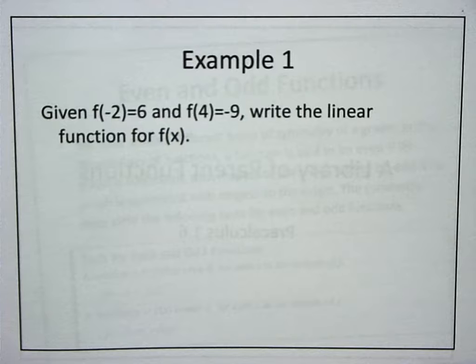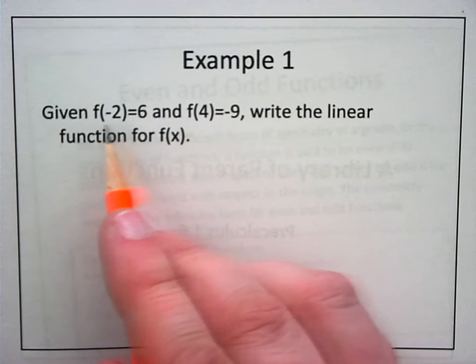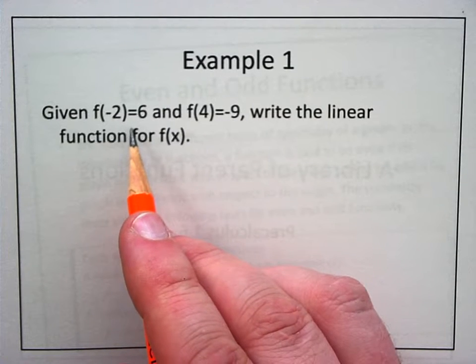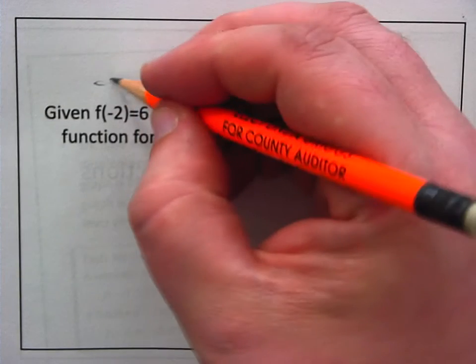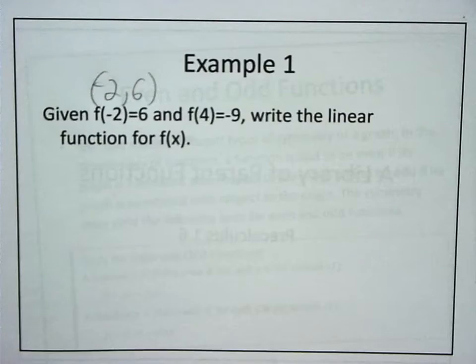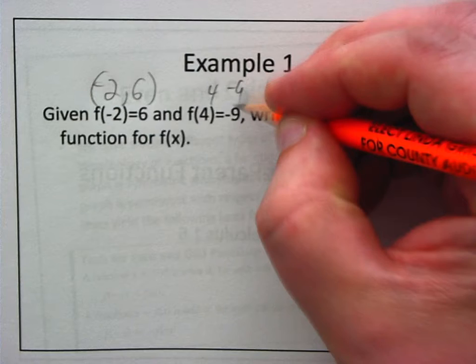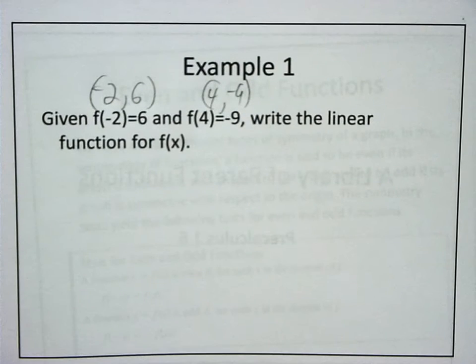Because what information are they actually giving you? 2 coordinates, 2 points. What's this combination here represent for a point? (-2, 6), and (4, -9) for the other. Okay? So then if I want to write a linear equation for a linear function for this, what do I need to find next? Slope.